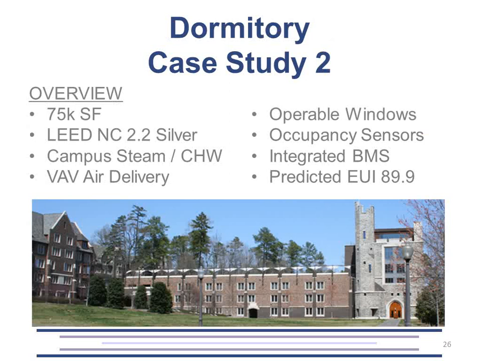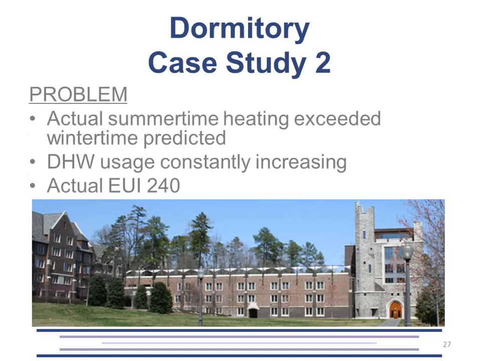The second one is a dormitory case study in North Carolina. 75,000 square feet, achieved LEED NC 2.2 Silver, and it was tied into an existing campus steam and chilled water plant. Interestingly, again, for a dorm, they used an overhead VAV delivery system. It was a highly controlled, or had the ability to be a highly controlled building. They had operable windows, occupancy sensors, integrated BMS, and we predicted the EUI to be around 90.